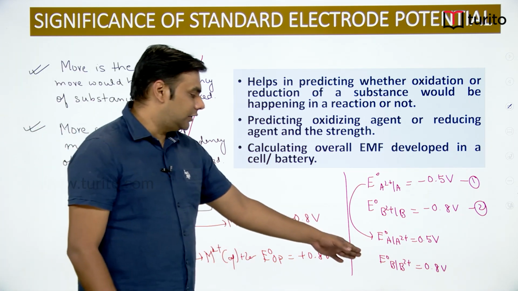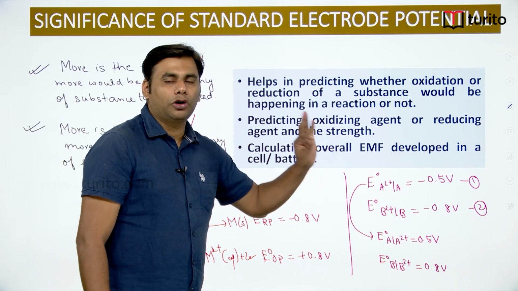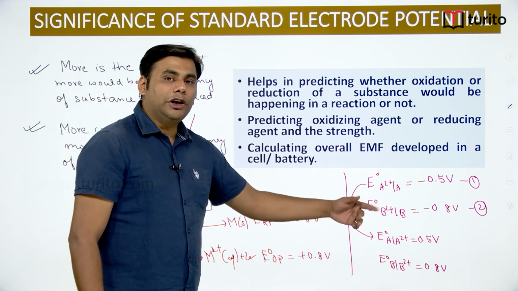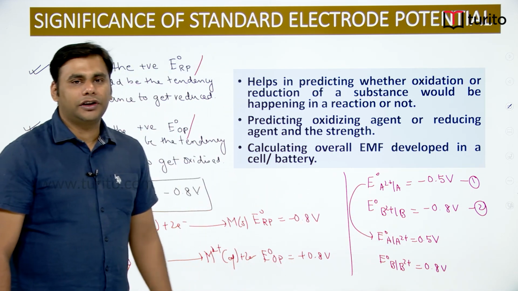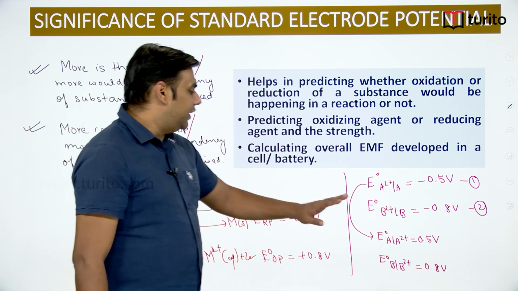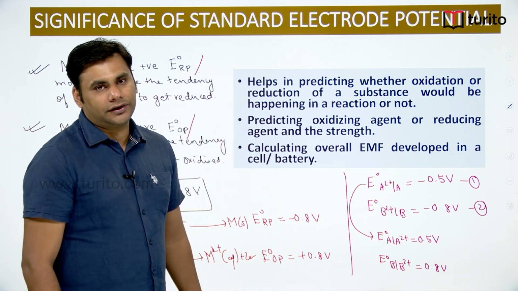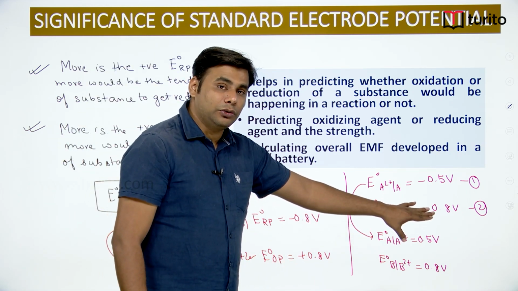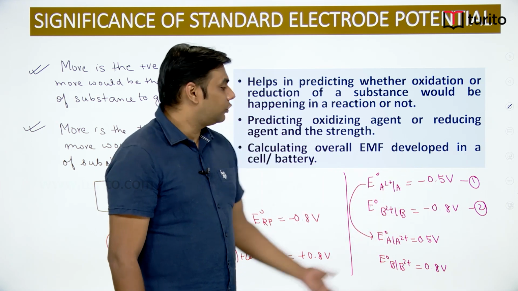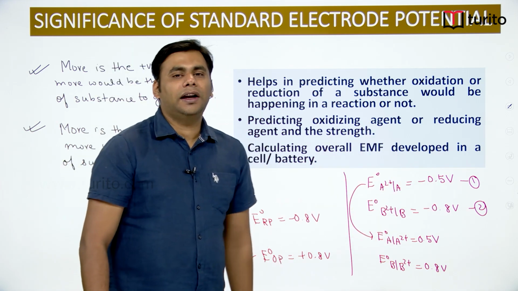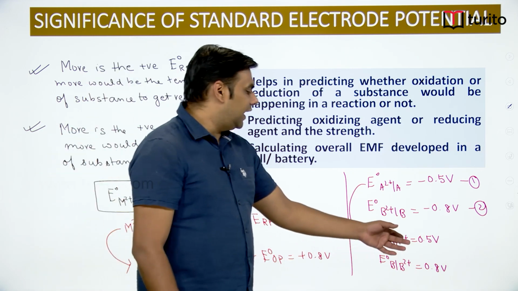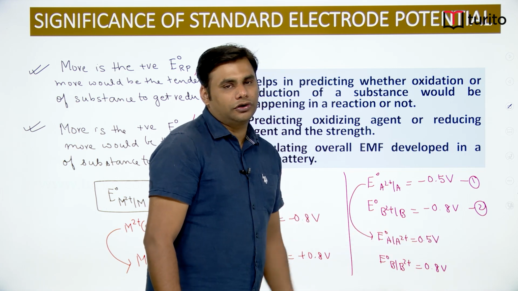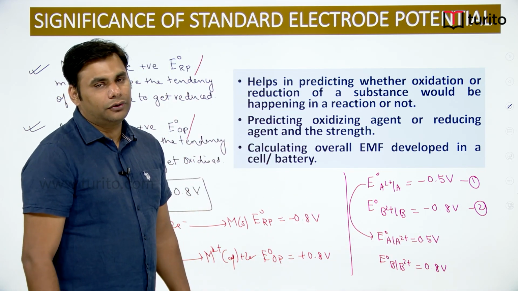So we'll say that, because we want to talk about oxidation, the tendency of B to get oxidized into B2+ will be more because its oxidation potential is more. So B will have more tendency to get oxidized. And because B has more tendency to get oxidized, B will have less tendency to get reduced. Similarly, A has a good tendency to get oxidized because the oxidation potential is positive over here.